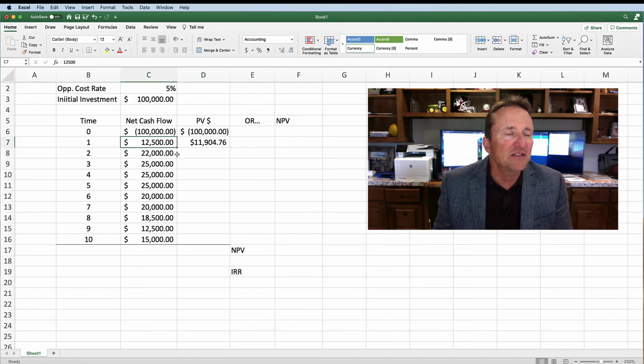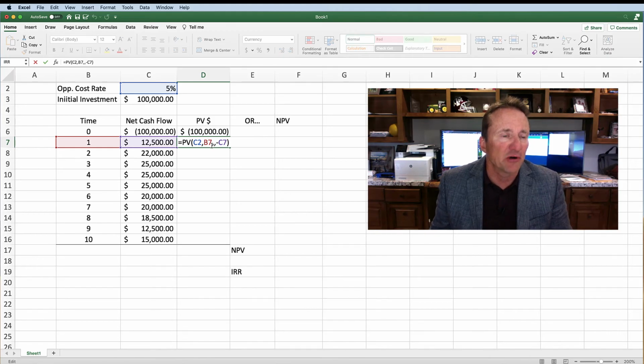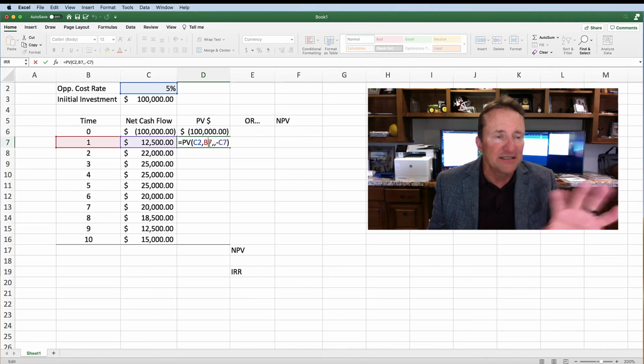So 12,500 in a year is really worth 11,904 today. Now that formula that I did, I'm going to pretty much just copy and paste it all the way down. So I double click so I can see what those variables are. They're all pieces of data in here.